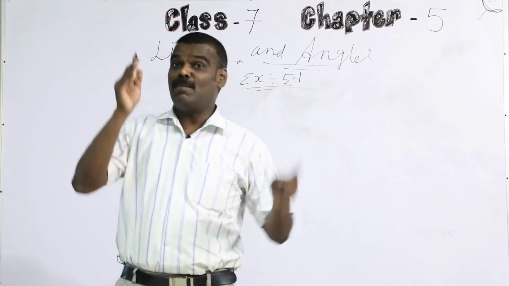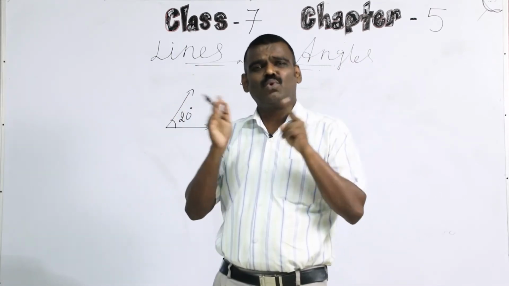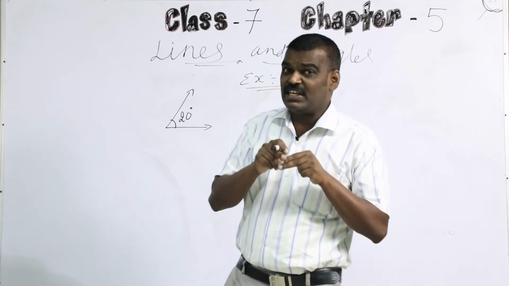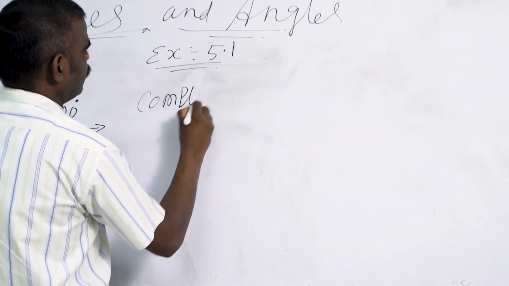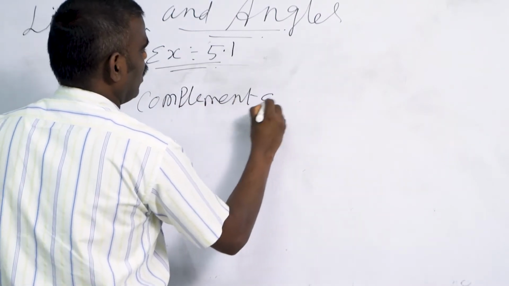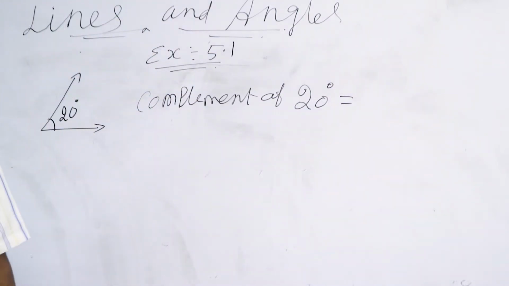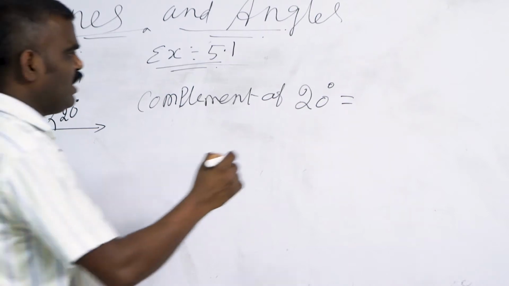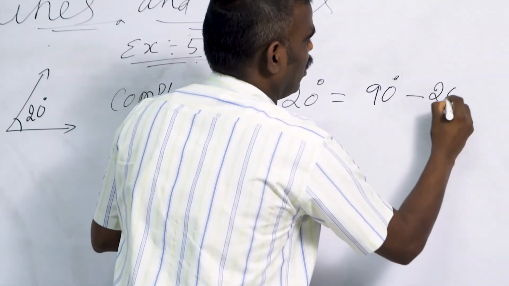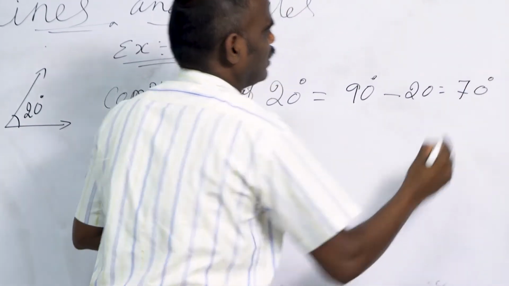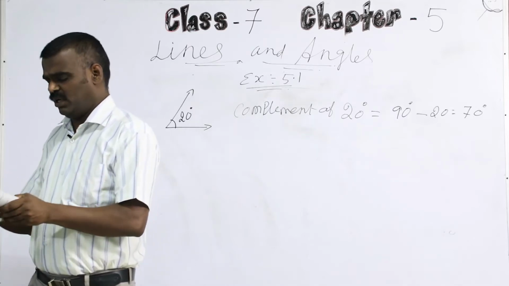What is a complement angle? Last period I explained to you, right? Complement angle means when you add two angles, the sum is supposed to be 90 degrees, right? So the complement of 20 degrees equals how much? Together 90 degrees, so 90 minus 20 degrees. How much? 70 degrees.